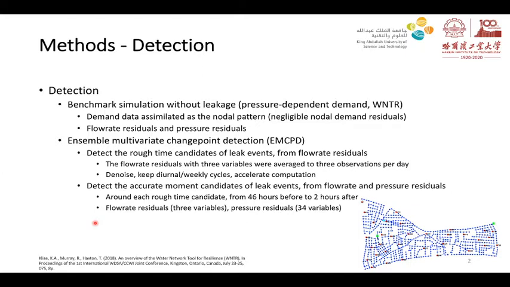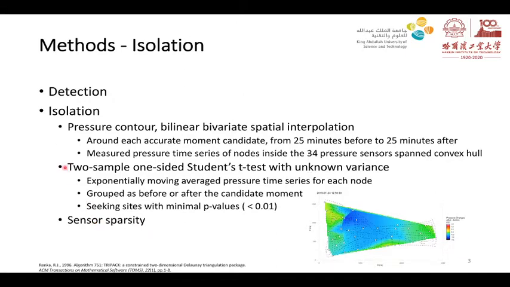With the detected moment candidates, now we perform the isolation step. In the first sub-step, we would draw the pressure contours using the bilinear bivariate spatial interpolation from 25 minutes before to 25 minutes after each accurate moment candidate. We draw the pressure contours using the real measured pressure time series from the pipes that are inside the convex hull that is spanned by the 34 pressure sensors.